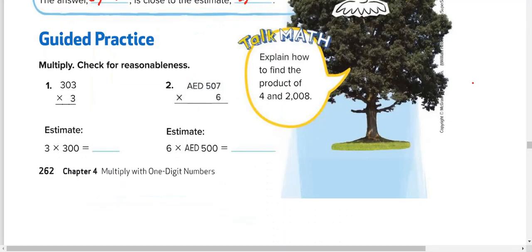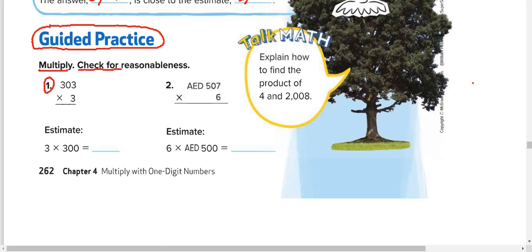Okay guys, so this is your turn. You should look at this guided practice, put in your answers quickly, pause the video first, and after that play it back to see if you are correct. So number 1, the question wants us to multiply. We should also check using estimates.